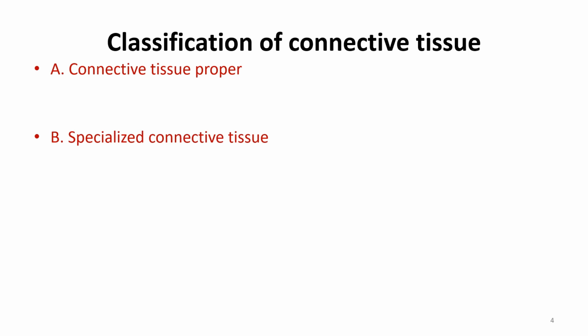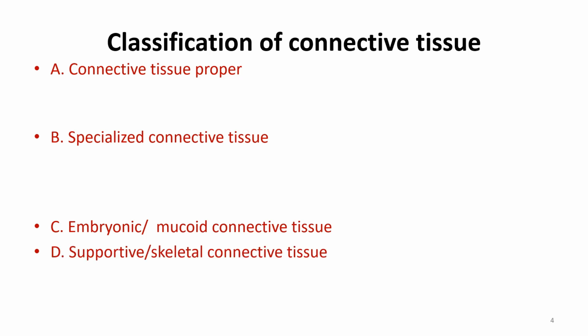Coming to the classification of the cartilage, let us revise what you have learned in the previous classes. So the connective tissue can be classified into connective tissue proper, specialized connective tissue, embryonic connective tissue or mucoid connective tissue, the supportive or skeletal connective tissue, which we call the sclerous connective tissue, then the fluid connective tissue. Fluid connective tissue you will learn in your physiology classes.